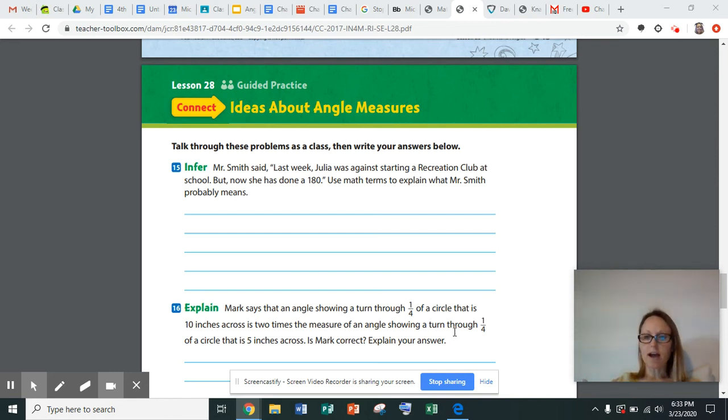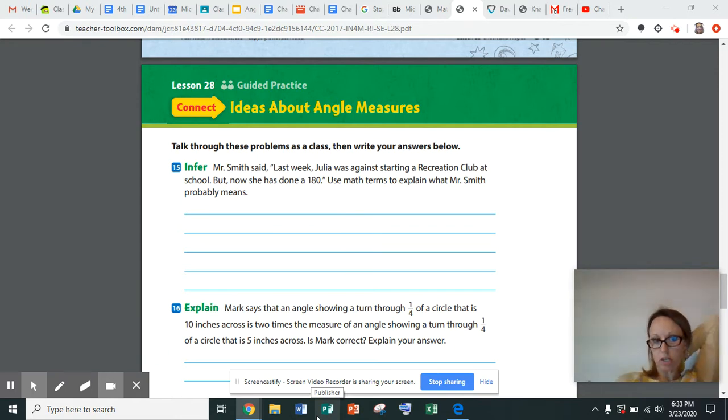It is now time for today's lesson. So we are going to be talking more about angles and circles and how angles fit into circles, and we'll even throw some fractions in there. But we're going to be working on the guided practice and the independent practice. So you're going to be working on pages 345 and 346 in your books.